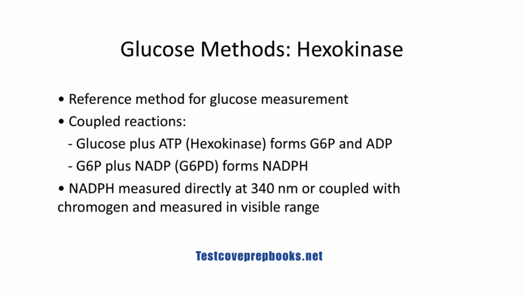In this approach, glucose reacts with ATP through the action of hexokinase to form glucose 6-phosphate and ADP. Then glucose 6-phosphate reacts with NADP in the presence of glucose 6-phosphate dehydrogenase to form NADPH. The NADPH can be measured directly at 340 nanometers, or it can be coupled with a chromogen and measured in the visible range.